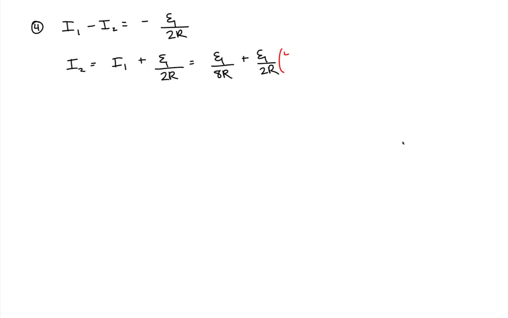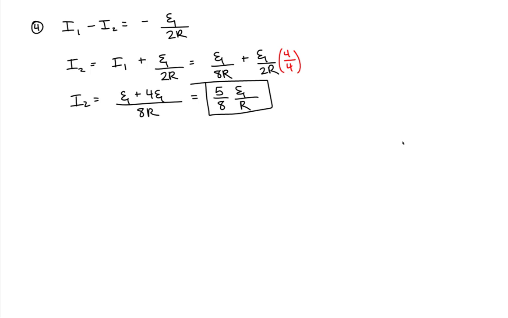Let's get a common denominator. And when we do this, we get the EMF plus 4 times the EMF over 8 times the resistance. So for current I2, we get 5/8 the EMF of battery 1 over the resistance of resistor 2. So now we have found an expression for current 2.